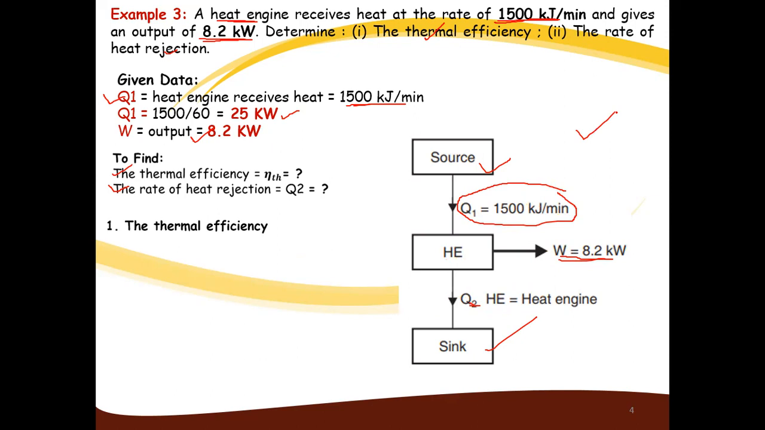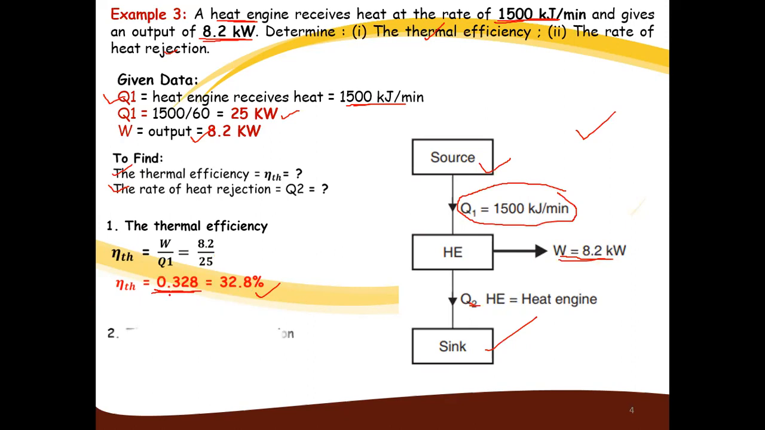Now we have a formula: thermal efficiency of heat engine is equal to work output upon input. So input is Q1, output is W. So 8.2 upon 25. So we get thermal efficiency of 0.328, that is 32.8 in percent. So you have to multiply by 100, so we get it in percentage, that is 32.8%. So this is the thermal efficiency.